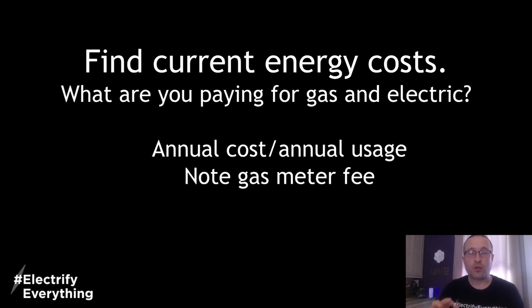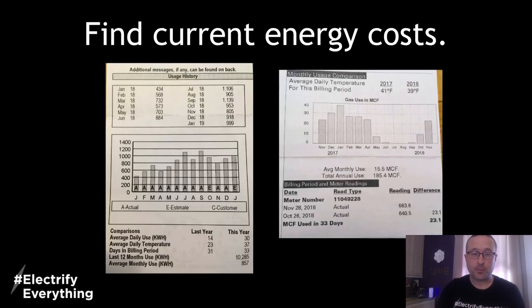So to do this, first you have to figure out what are you paying now for gas and electricity. So this is relatively simple. You need to go get the last year's worth of bills out or go online and find out how much you've paid for the last year for both gas and electric. And once you figure that out, you want to divide the total annual cost by the total annual usage, and that will be how much you are paying per unit of energy. And an important note in there too, you want to take a look at the gas meter fee because that you get to use towards this project because you won't have to pay it anymore.